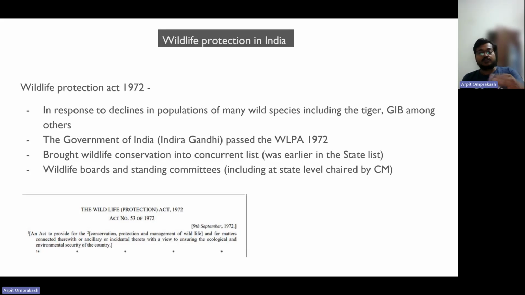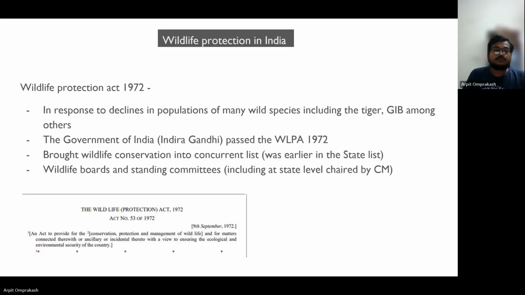If you read the first paragraph, the preamble of this act, what it says is, it is an act to provide for the conservation and protection and management of wildlife, and for matters connected therewith or ancillary or incidental thereto, with a view to ensuring the ecological and environmental security of the country. So any matter concerning conservation, protection, and management of wildlife, with a view to ensuring ecological and environmental security for the country, this act is supposed to cover.